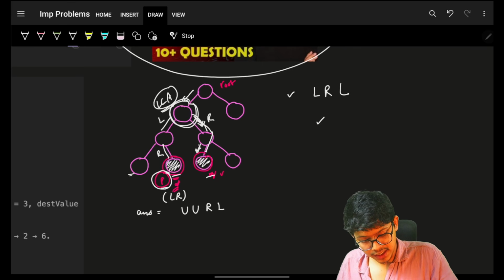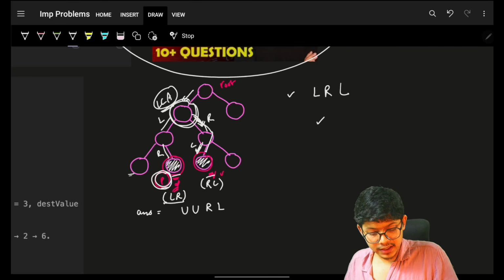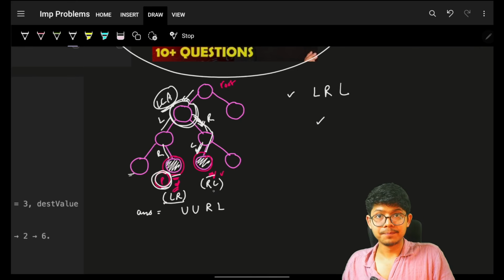Same way, it will be R and then L. So it will be RL. Now you know that LCA to node P, it is RL. LCA to node Q, it is LR, it is RL.